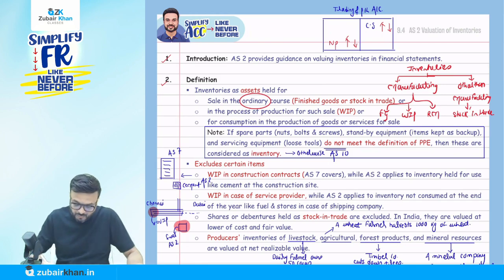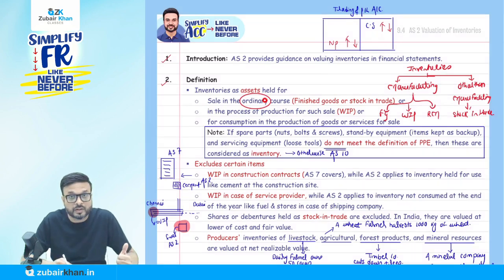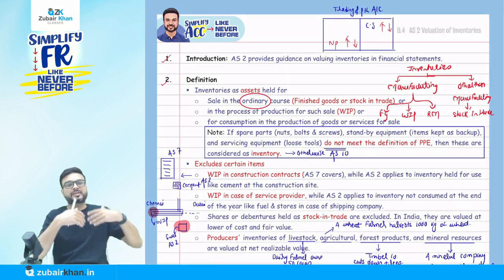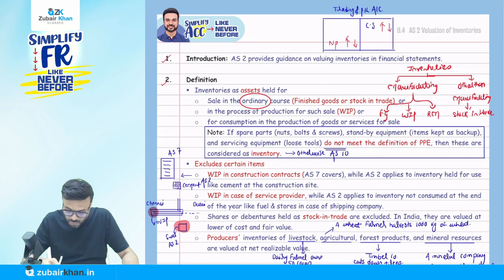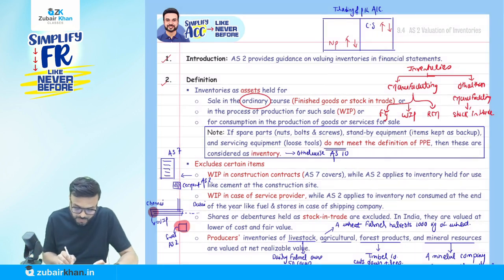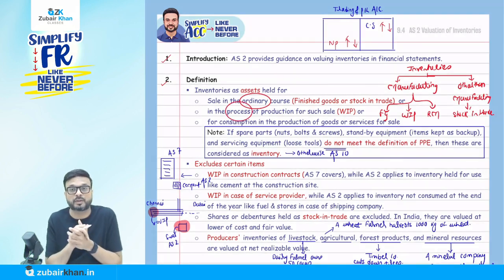So they say held for sale in the ordinary course of business. Finished goods, that is going to happen in the case of a manufacturing company, or stock in trade, we purchase it and we sell it at a higher value, or in the process of production for such sale. It means it is in production. What do we call them? WIP, work in progress.